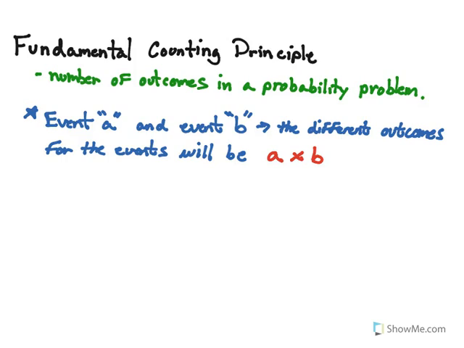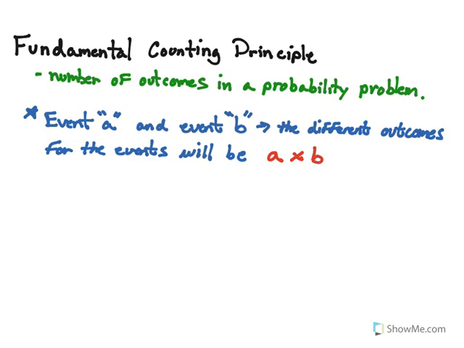Hello, everyone. We're going to talk about the fundamental counting principle, and this is a principle used in statistics to find the possible number of outcomes when given a particular situation. So we want to look at this as the fundamental counting principle. It's also known as the counting rule. Basically, it's a way to figure out the number of outcomes in a probability problem, okay?